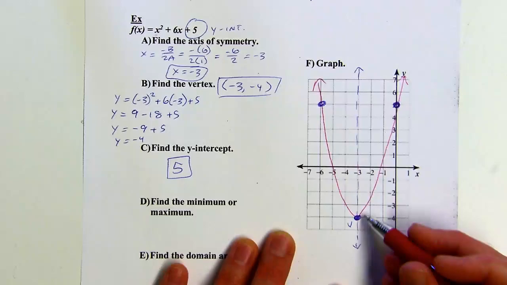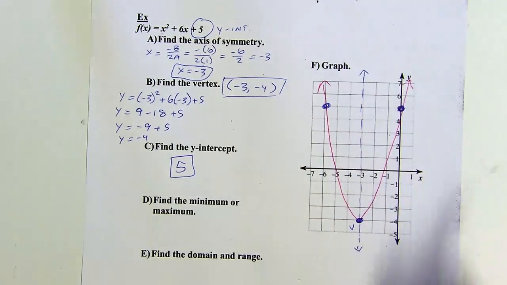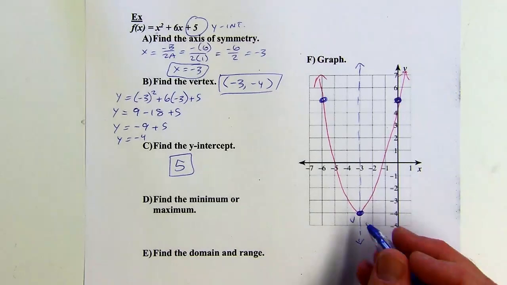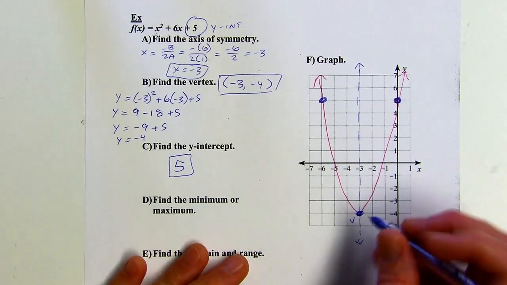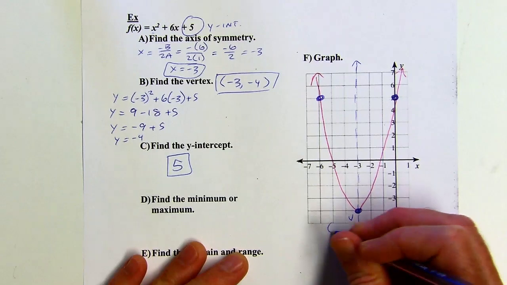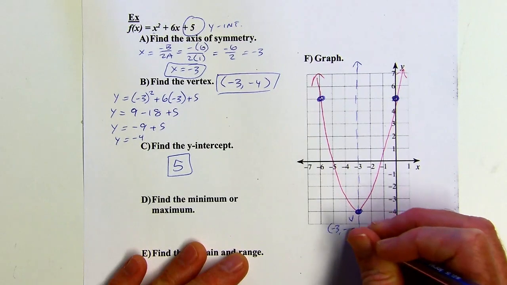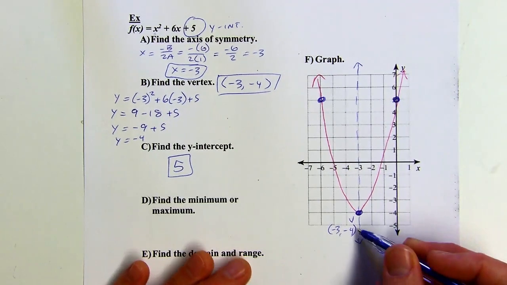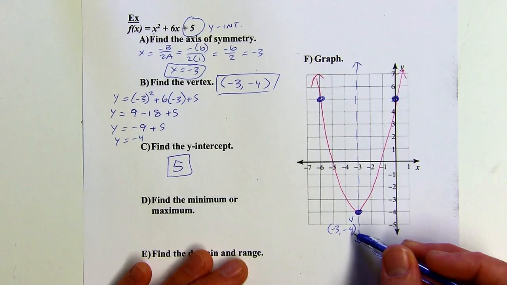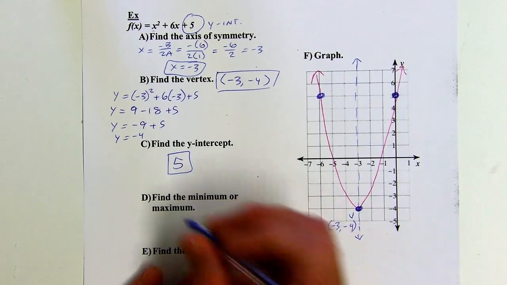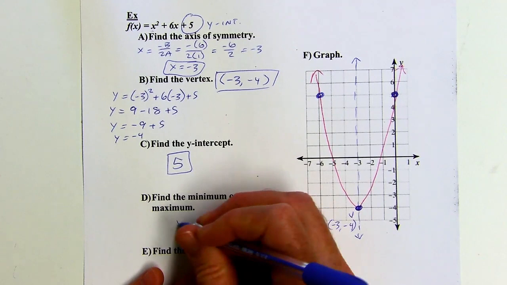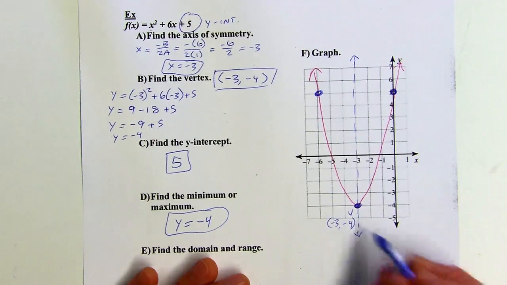So you'd want the vertex at a minimum and at least 2 other points so that you can get the width of the parabola as well. Okay? Now finding the minimum or maximum. Well, this is going to have a minimum. So I can see my vertex is (-3, -4). And the minimum is the height of the vertex. So that means my y value, my minimum, is going to be -4. It's just the height of the vertex.